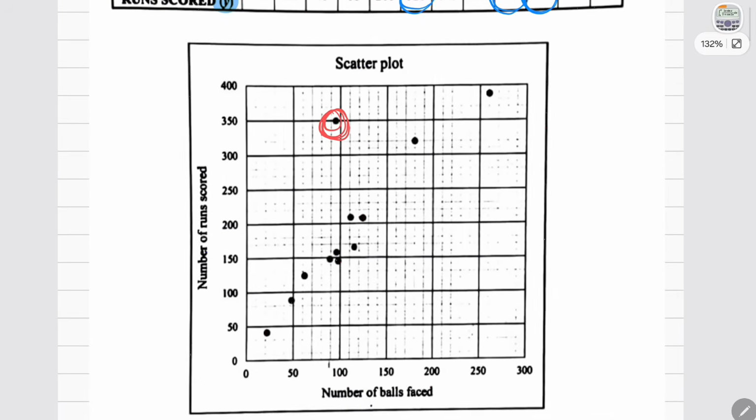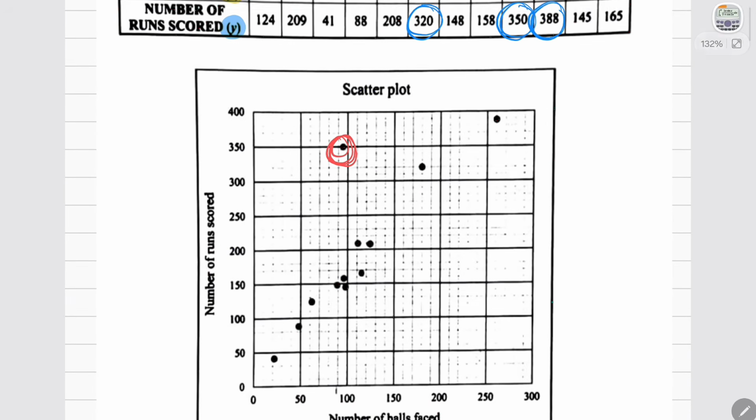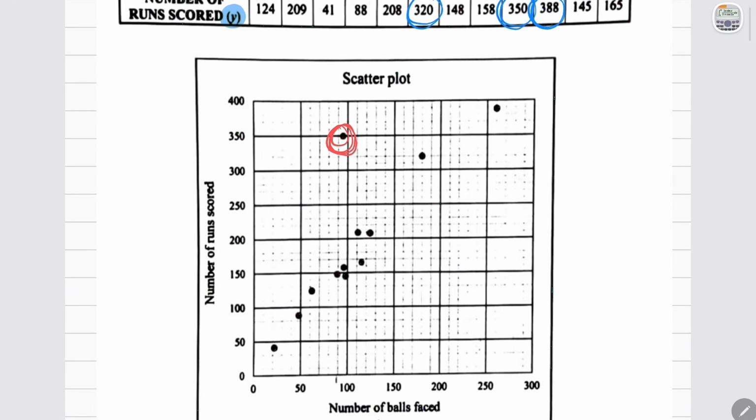Why does this not fit the trend of the data? Well, this is a scatter plot. You know how we used to draw the line of best fit? If you drew the line of best fit here, you will notice that the rest of the data is going to be close to this line, and that shows you that they actually do follow the trend of this data.